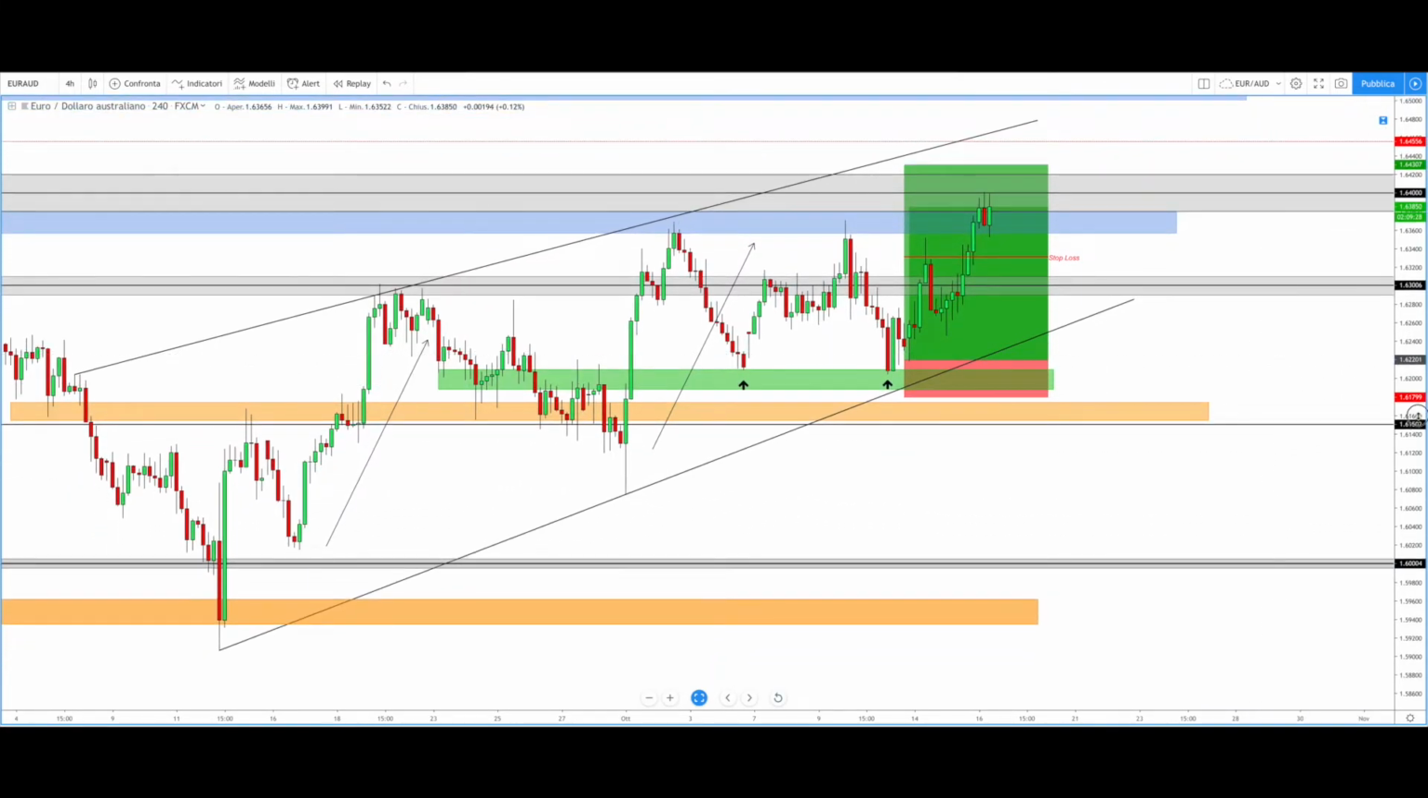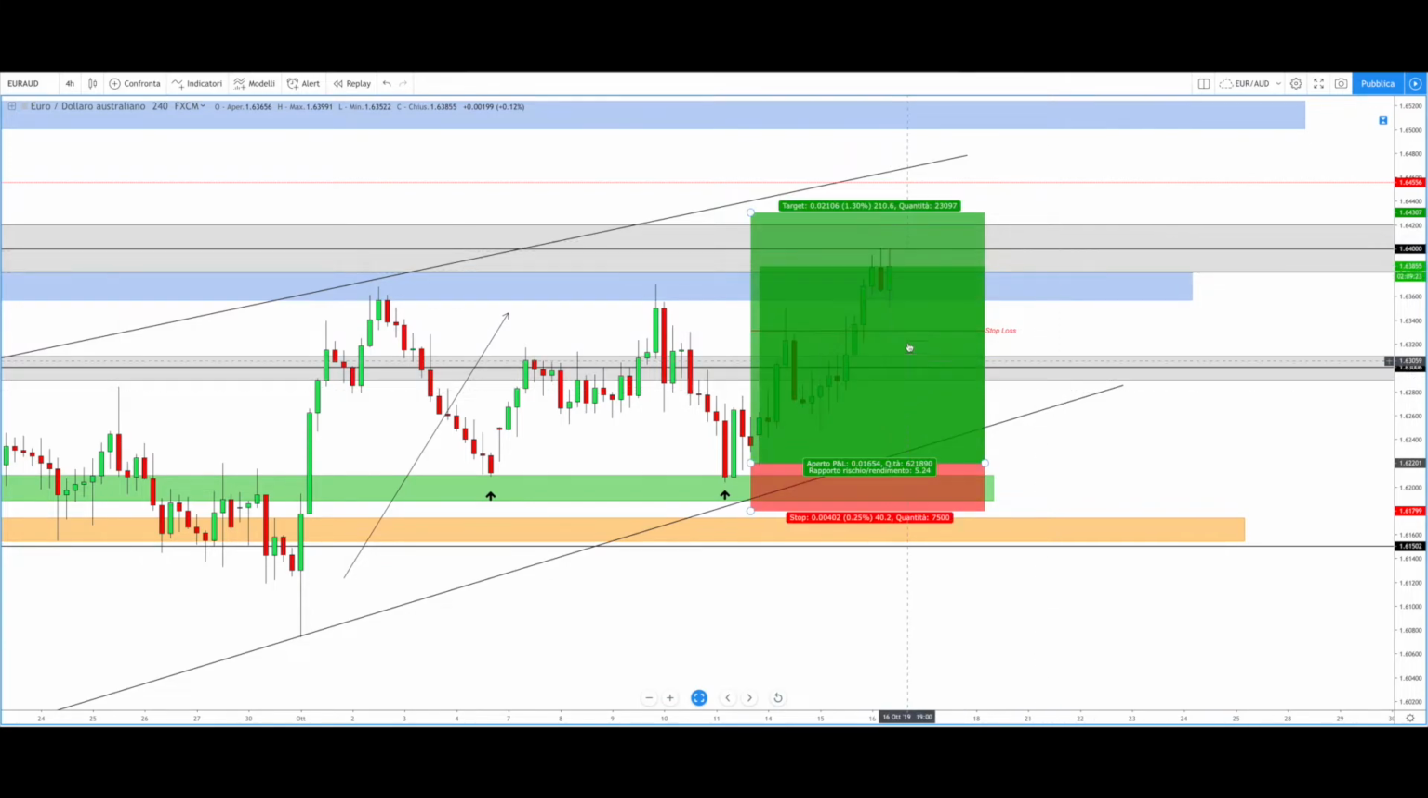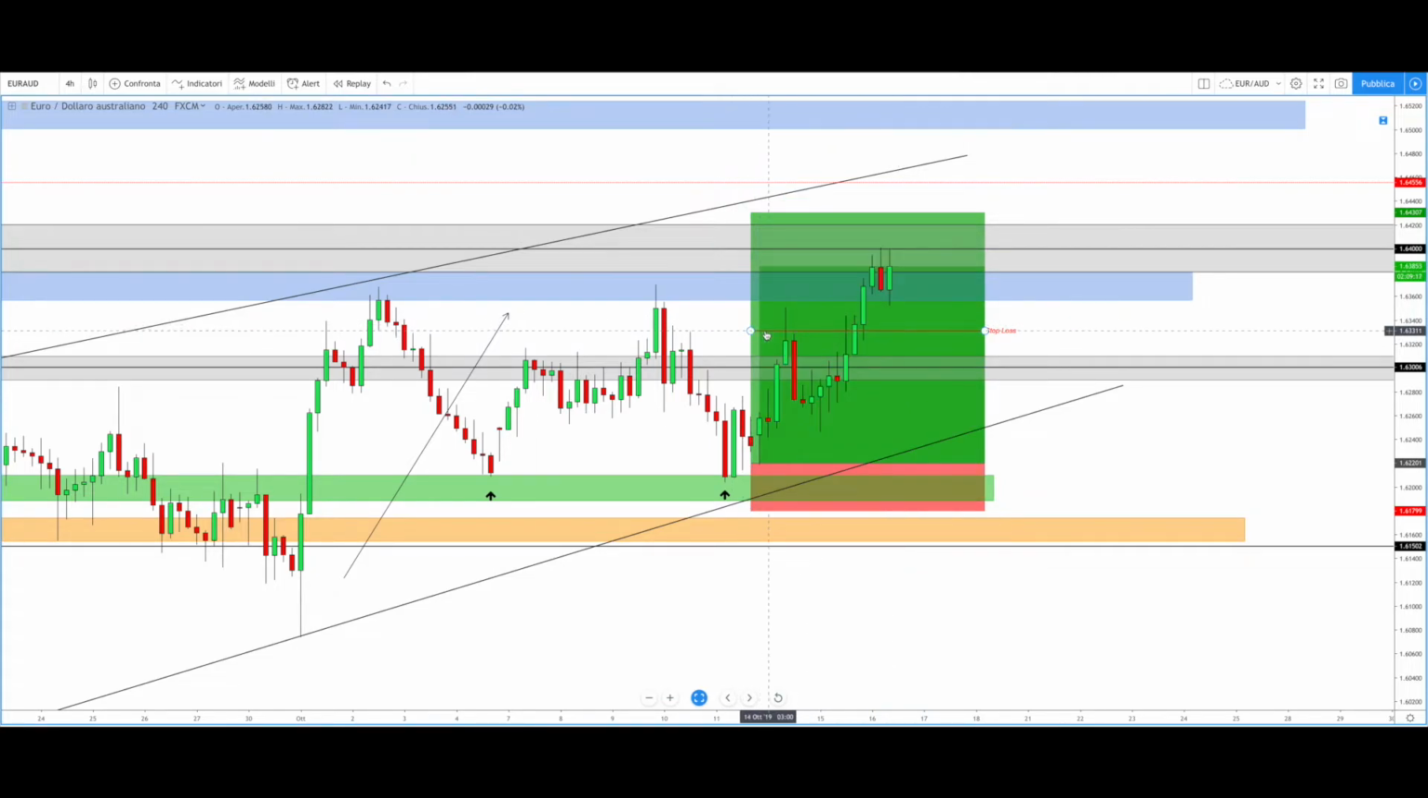But for now we need to watch our trade, and obviously we have the stop loss around 1.6330. I chose this level because it's just a few pips below the highest point reached in the last weeks, so I prefer to place the stop loss here.